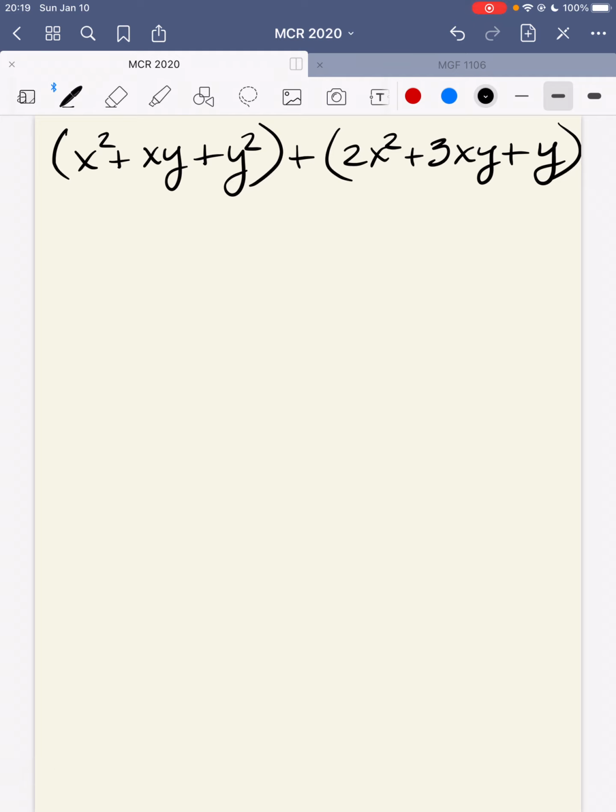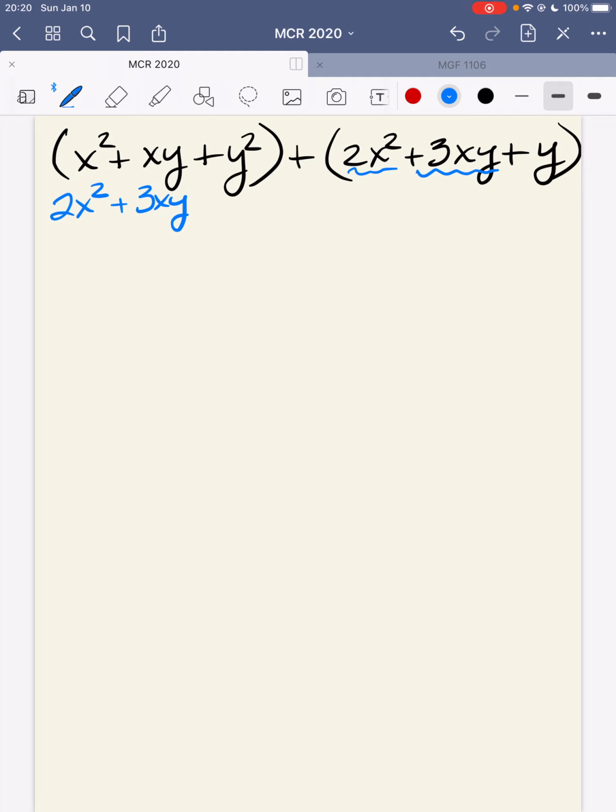One more for you here, all right? So here I want to go ahead and match everybody together, all right? And I have an x squared plus xy plus y squared. And then I have a plus 2x squared, so I have a match. I'm going to write that 2x squared underneath my x squared term. I have a plus 3xy, which I'm going to write under my xy term.